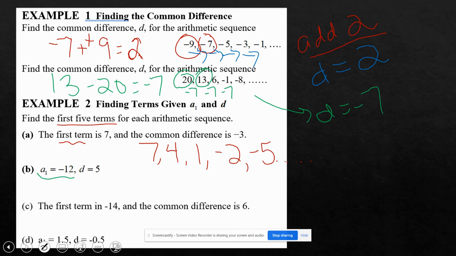Letter B. A sub 1 is -12. Remember that little 1 says that -12 is the first number in our list. So I start my list with -12. If my D is equal to +5, that means we are adding 5 every time to get our next number or our next term in our list. So -12 plus 5 is -7. -7 plus 5 is -2. -2 plus 5 is 3. And 3 plus 5 is 8. And there are the first 5 numbers in our list.